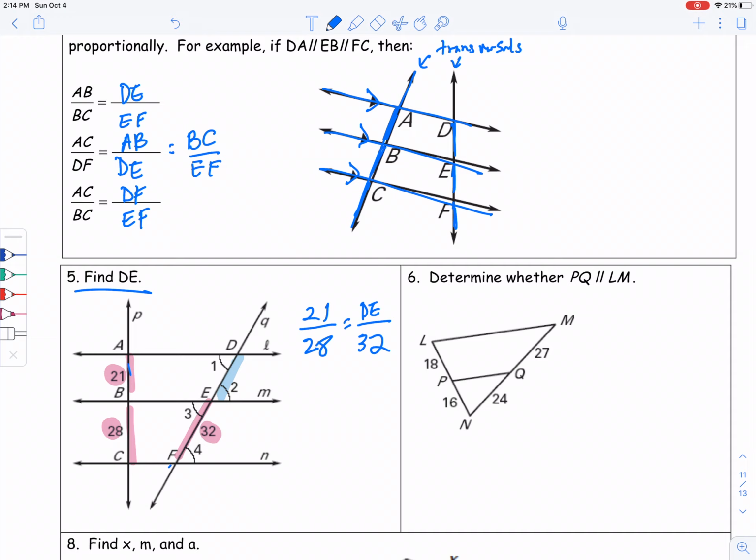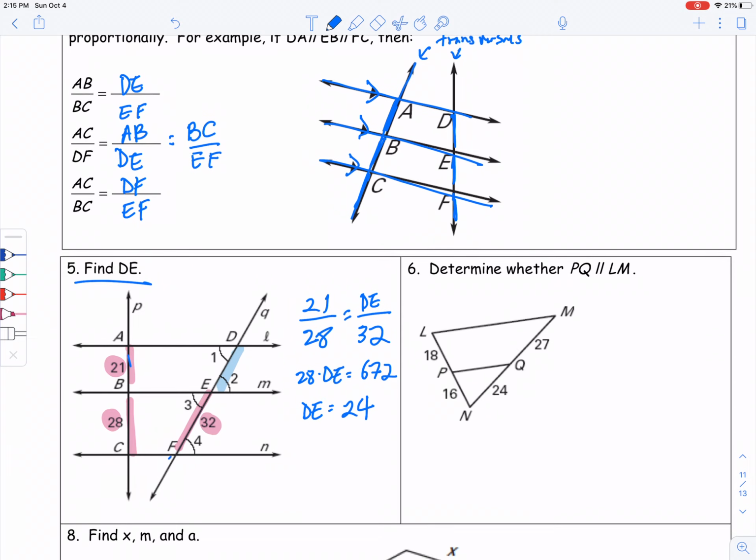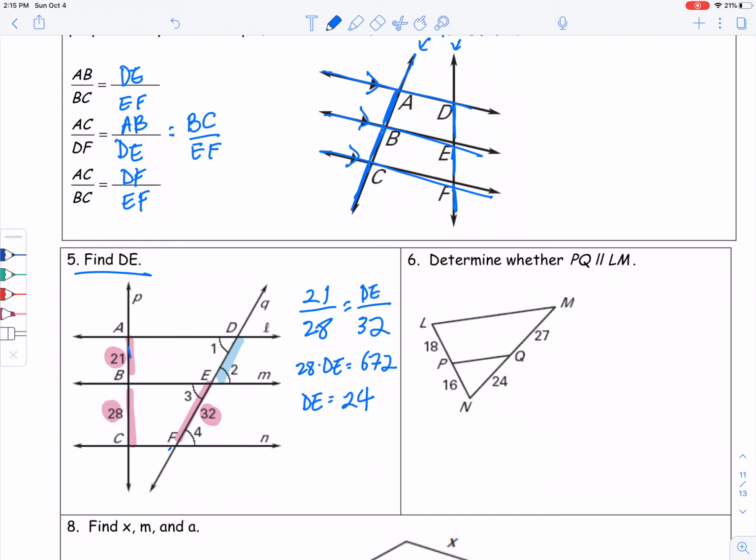With this, I'm going to cross multiply. So I get 28 DE equals 672. Divide by 28, DE equals 24. So those are the last theorems for the proportionality theorems.